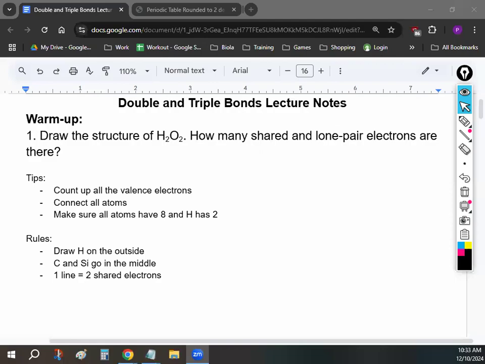All right, so let's start with the structure of this molecule right here, H2O2. This is actually hydrogen peroxide, the thing that's in your rubbing alcohol when you get a wound, to disinfect it. So we're going to start by counting the valence electrons.